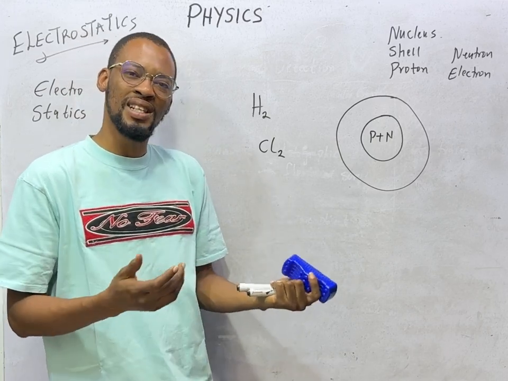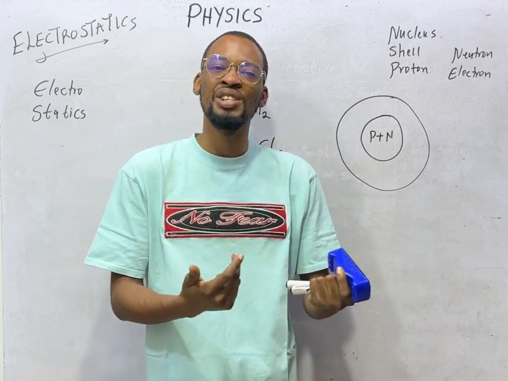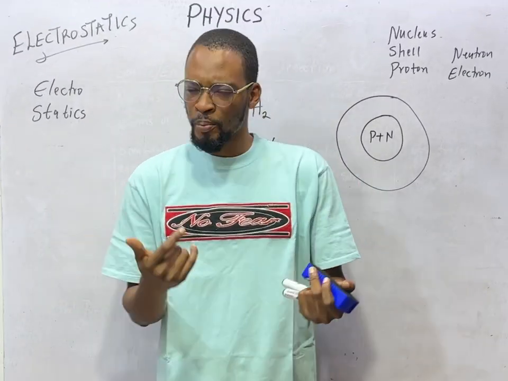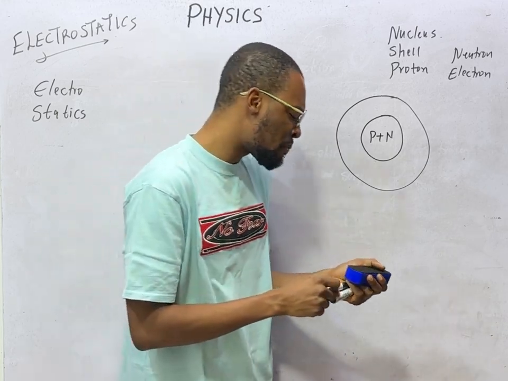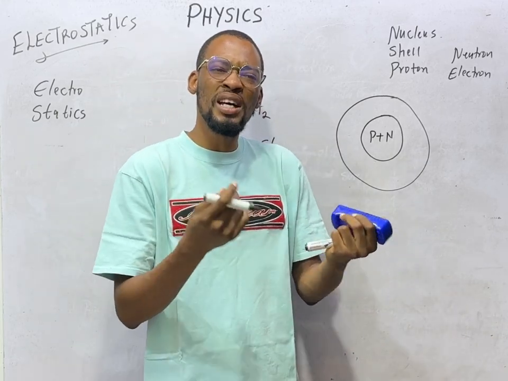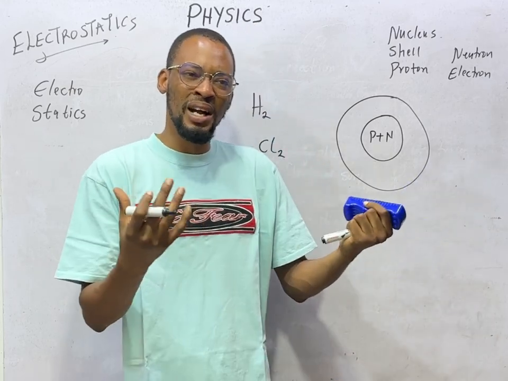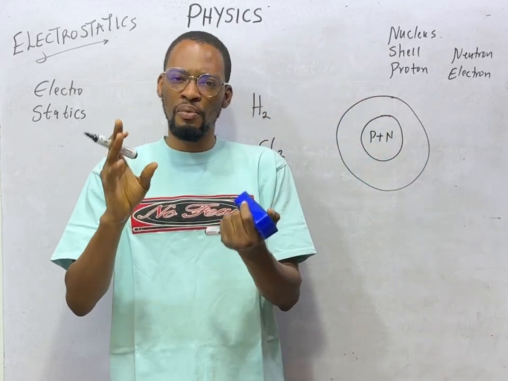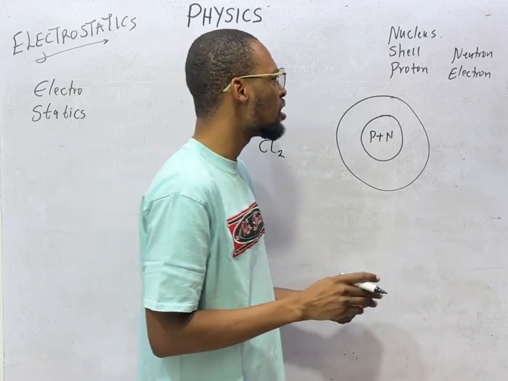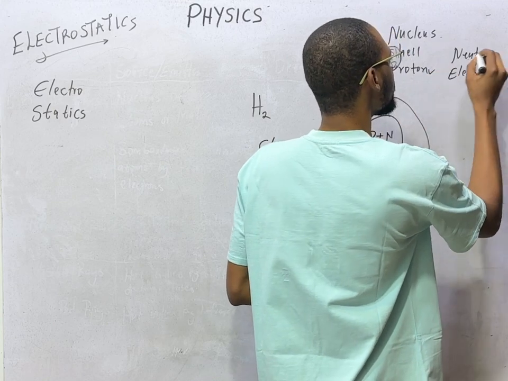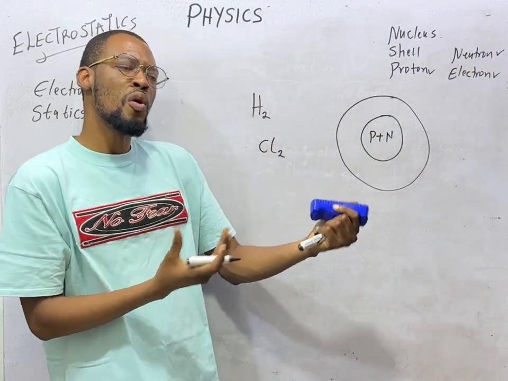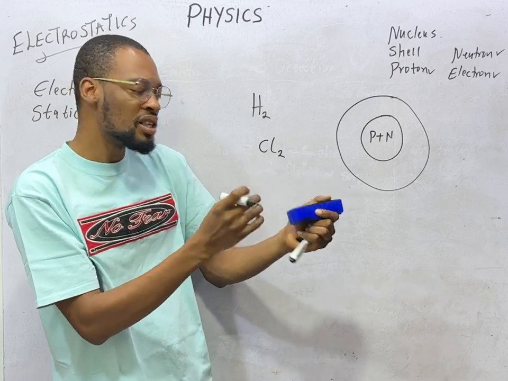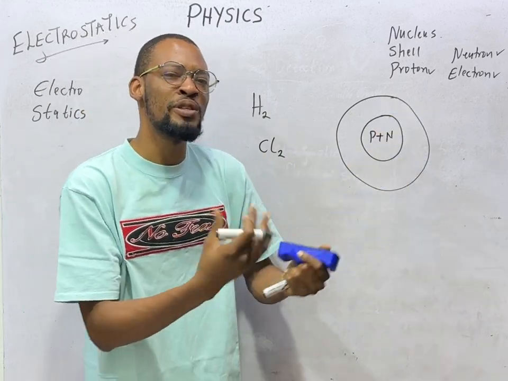Proton, in terms of charge, is positively charged. We are dealing with electric charge. By the way, what is an electric charge? Electric charge is defined as the property of subatomic particles that causes them to experience a force when placed in an electric or electromagnetic field. So, charge is the basic property of subatomic particles. Now, what are the subatomic particles? They are electron, proton, and neutron. So, there is this property of subatomic particles that will cause them to experience force when placed in an electric or electromagnetic field.